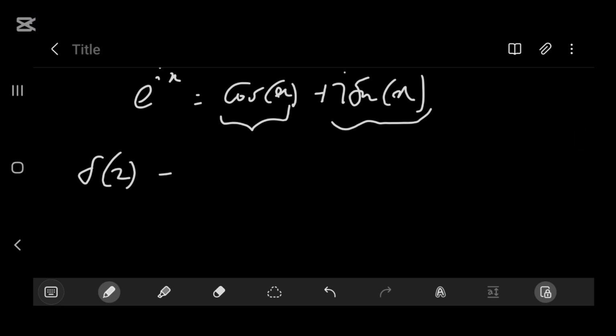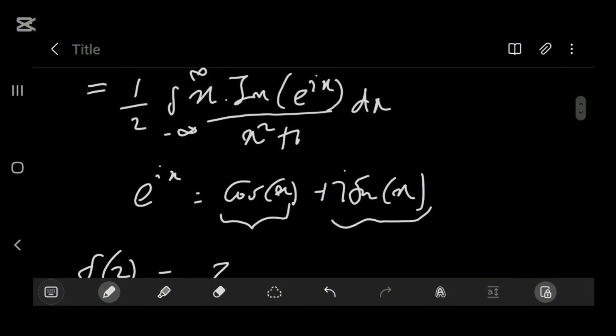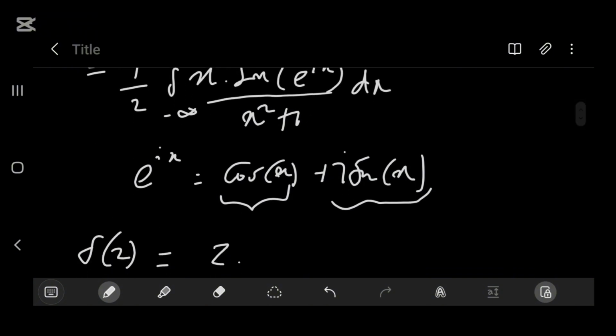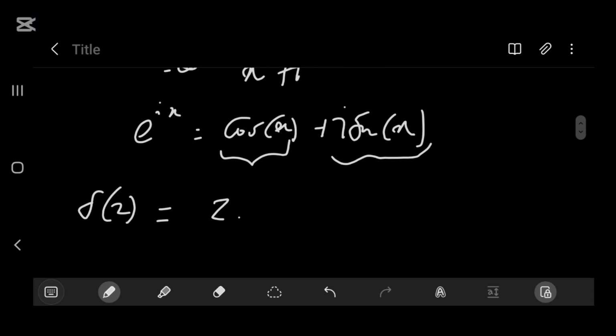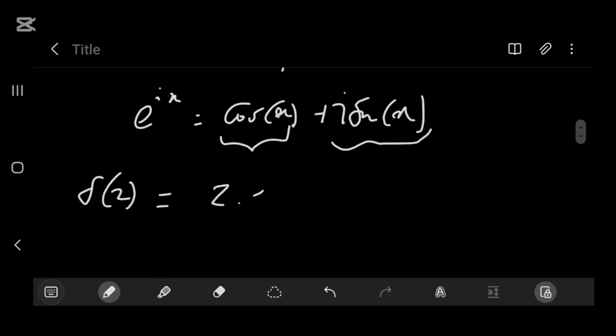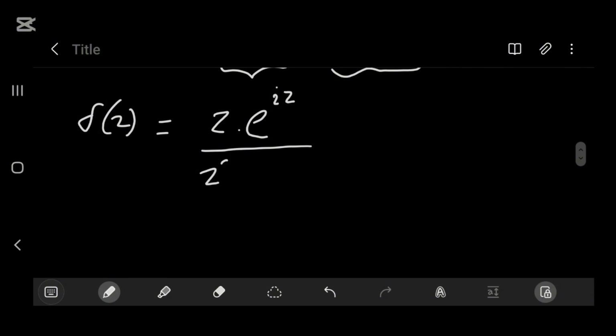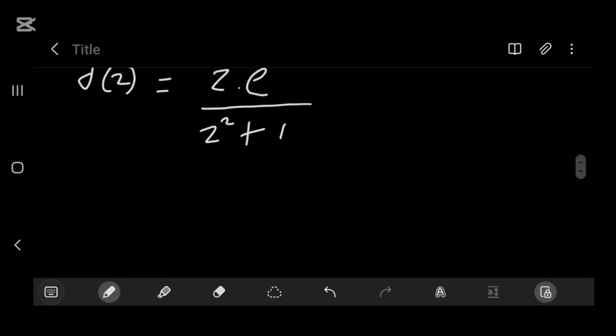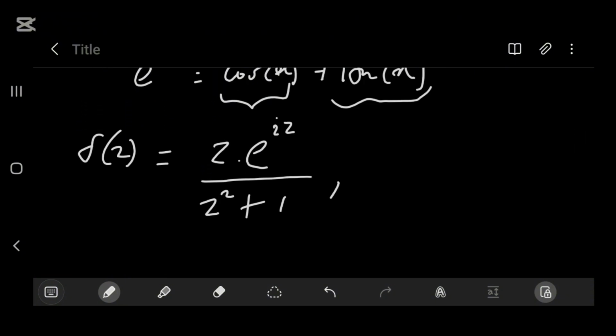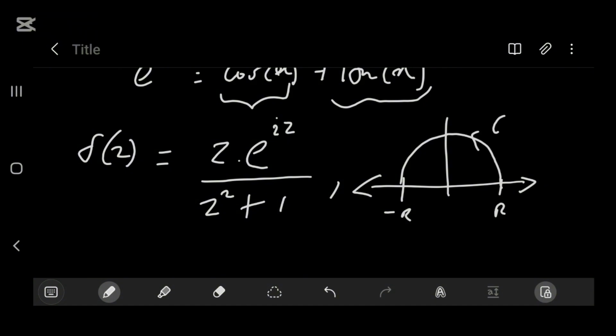Now we need to name this as a function. f of z equals z times e to the iz over z squared plus 1, where we change every x to z. We can see that in the complex plane, from negative R to positive R, we will have a curve C.